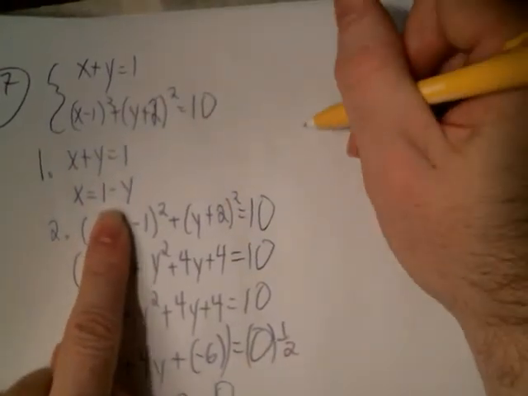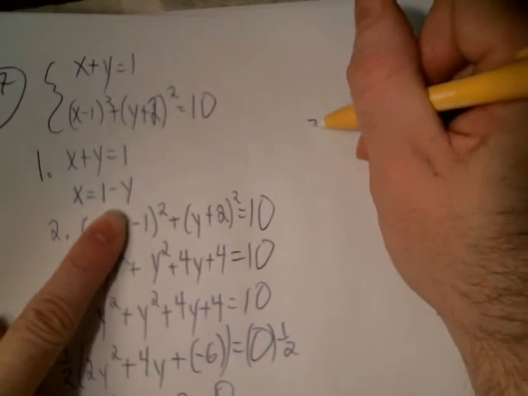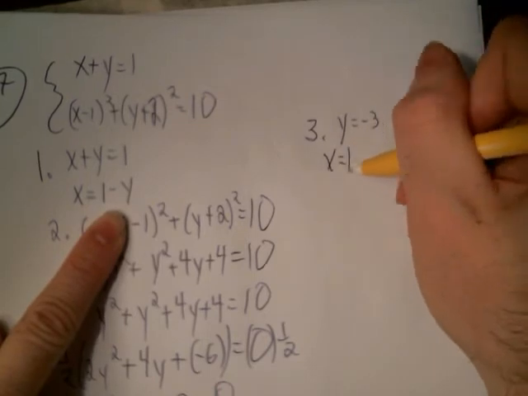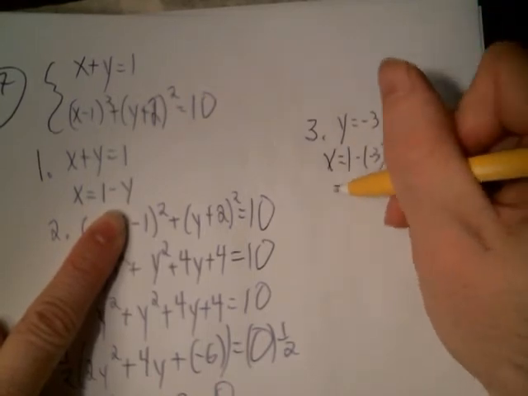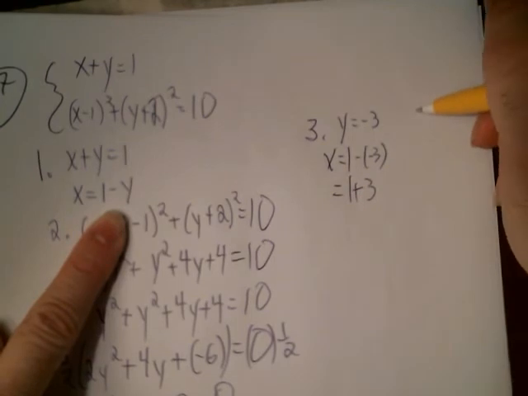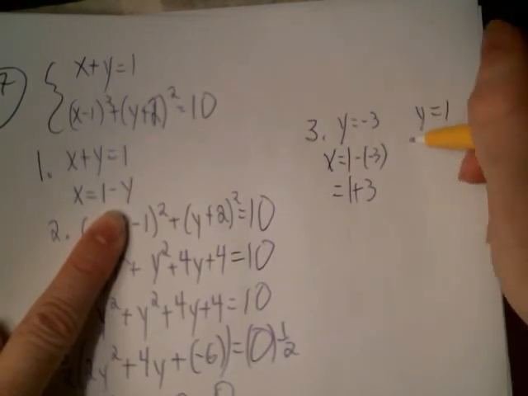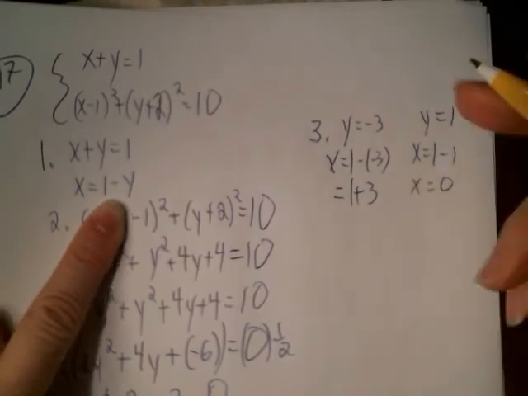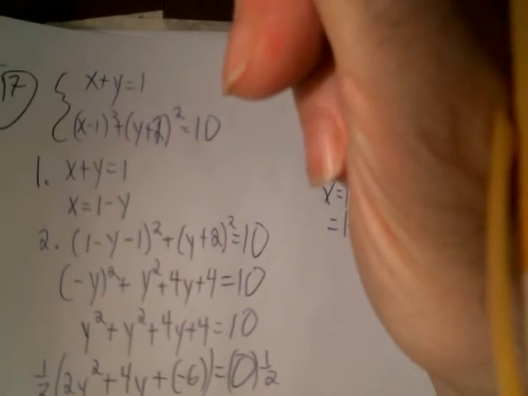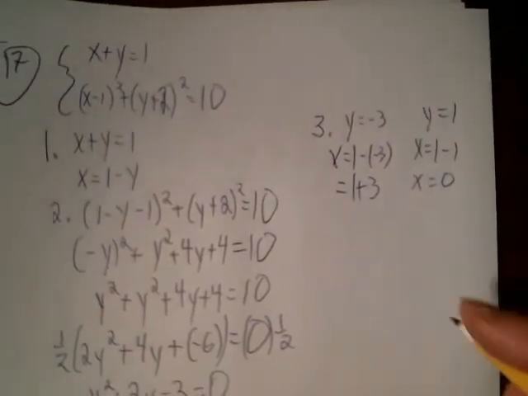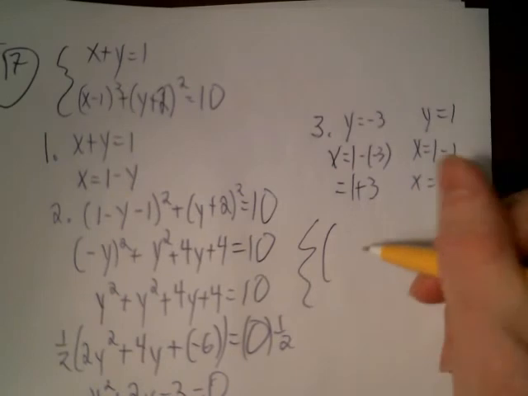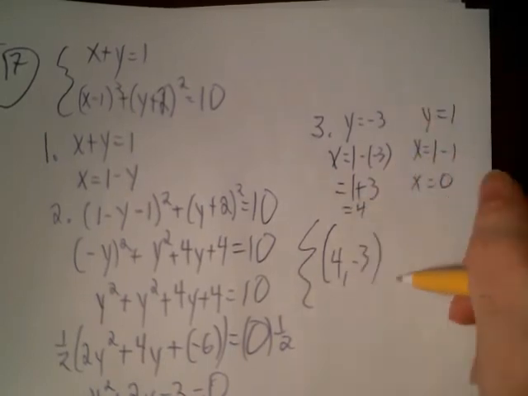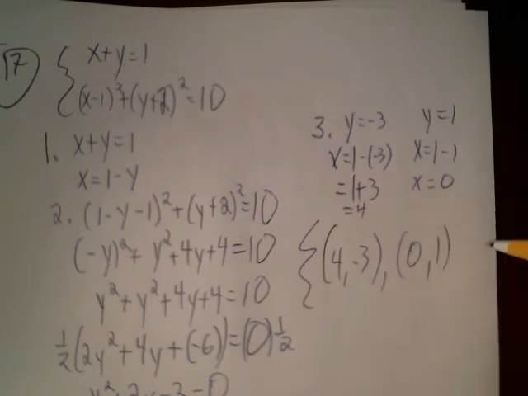Okay. So step 3, y is negative 3. I'm going to go x is 1 minus negative 3. So that's going to be 1 plus 3. And then if y is 1, I get x equals 1 minus 1. In other words, x is 0. And so our solutions, looks like we have, this one's 4 by the way, 4 comma negative 3, and then 0 comma 1.